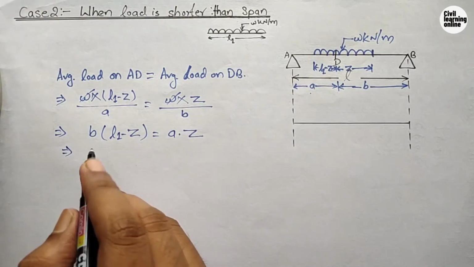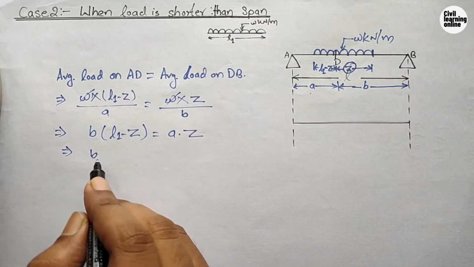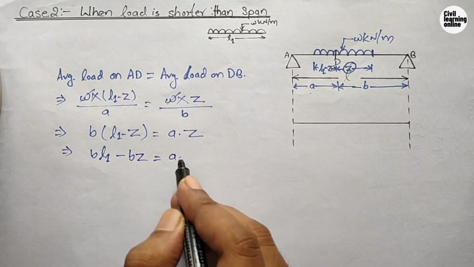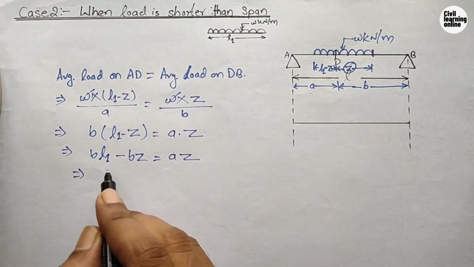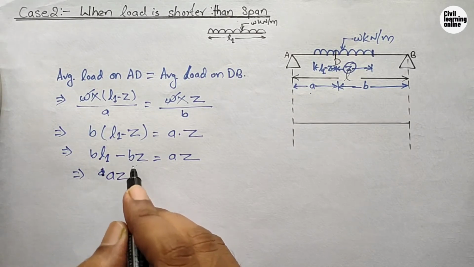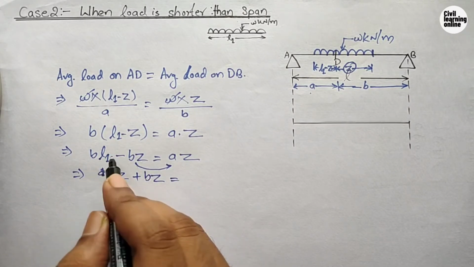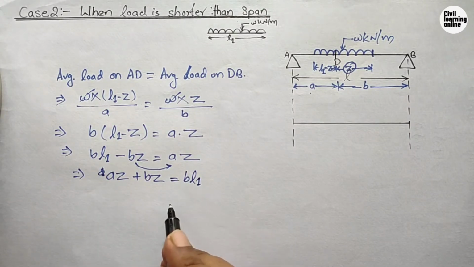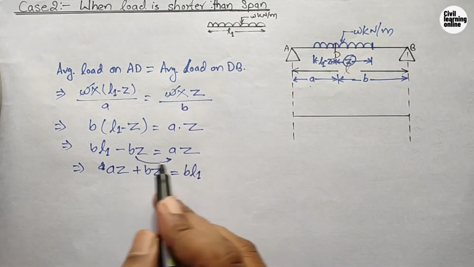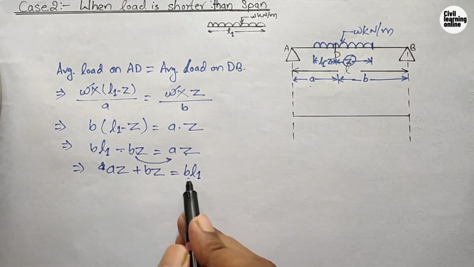So do the further multiplication, so that we can calculate the value of Z here. So B times L1 minus BZ will be equal to AZ. Now we will bring this BZ to this side: AZ plus BZ will be equal to B times L1. I hope you understood this step. I have just simply brought this negative BZ to this side, and negative will become positive. So AZ plus BZ will be equal to B times L1.